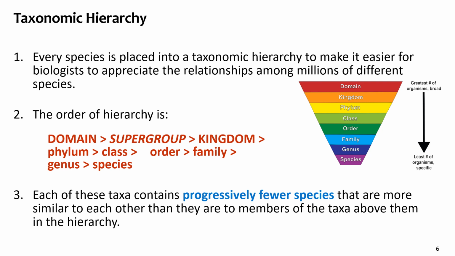You do need to know the order: domain, supergroup, kingdom, phylum, class, order, family, genus, species. You do need to remember that. I have a fun little acronym for you. It does not include domain and supergroup, but that acronym is Kings Play Cards on Fat Green Stools. That's how I remember the letter order, KPCOFGS. Kings play cards on fat green stools.